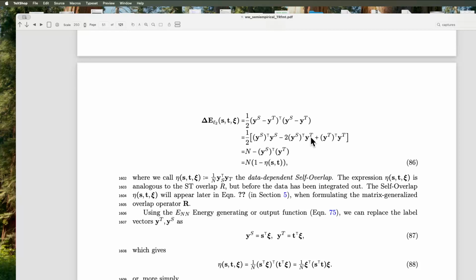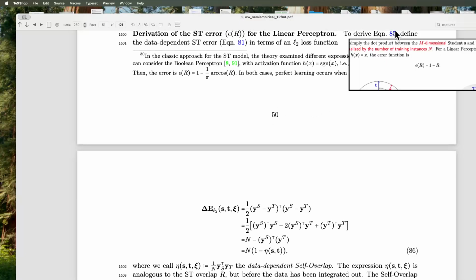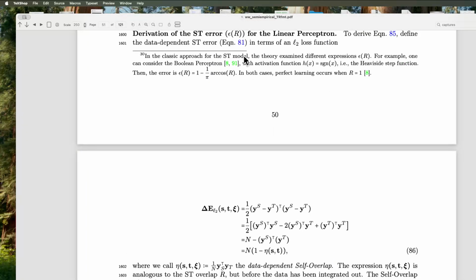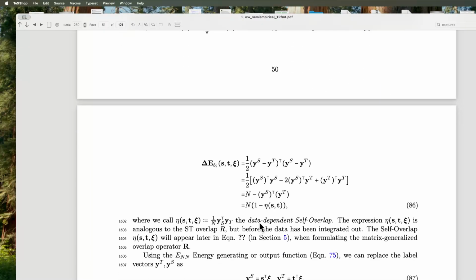So in other words, this term plus this term is 1. This term is 1. We add them together, we get 2. Multiply by 1/2, we get a 1. There are n components, because we're taking a sum, right? In this equation we're summing over n, so we get n of them, and we get n times 1 minus eta, where eta is now just this term, which appears to be a self-overlap. So we call this the data-dependent self-overlap, and this was also defined a little earlier.